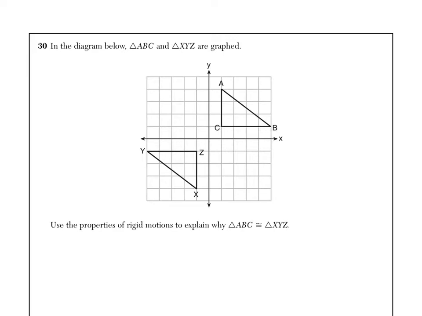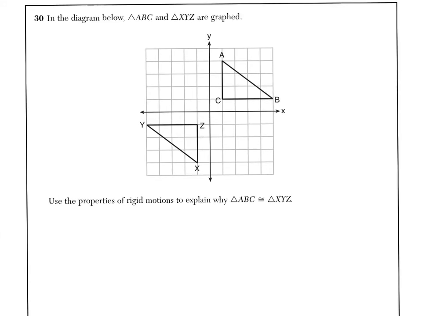Oh, this is one of our favorites, okay? In the diagram below, we have triangle ABC and XYZ graphed, all right? Use the properties of rigid motions to prove why triangle ABC and triangle XYZ are congruent. Now, there's 2 parts to this. 1, you have to state the rigid motion that will map them onto each other, and that's going to be a rotation of 180 degrees, clockwise or counterclockwise, doesn't matter, around the origin.